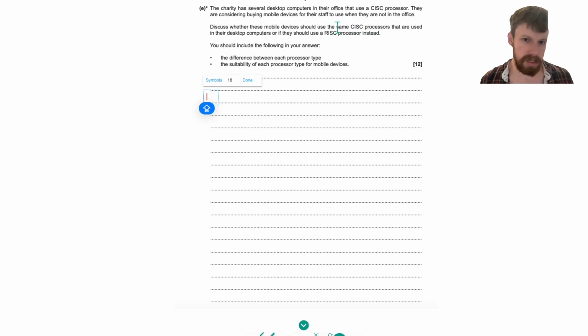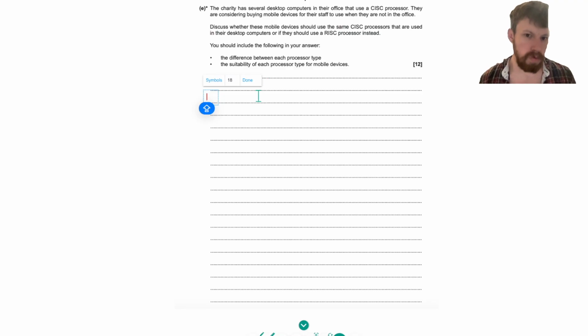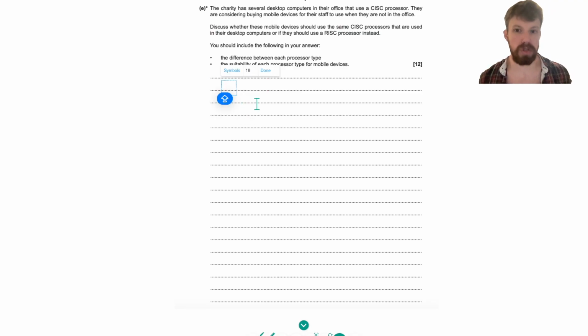Okay, and what it's asking for us here is going to be looking for CISC, and the difference between CISC and RISC. The charity is thinking about purchasing some new hardware, some mobile devices, and they don't know whether to keep CISC because that's what they're currently familiar with, or whether they should switch over to RISC. So let's go with that and talk about it just generically, don't even relate it to the question yet. It's just, do we actually understand what RISC and CISC is? So we're just going to write some points down.